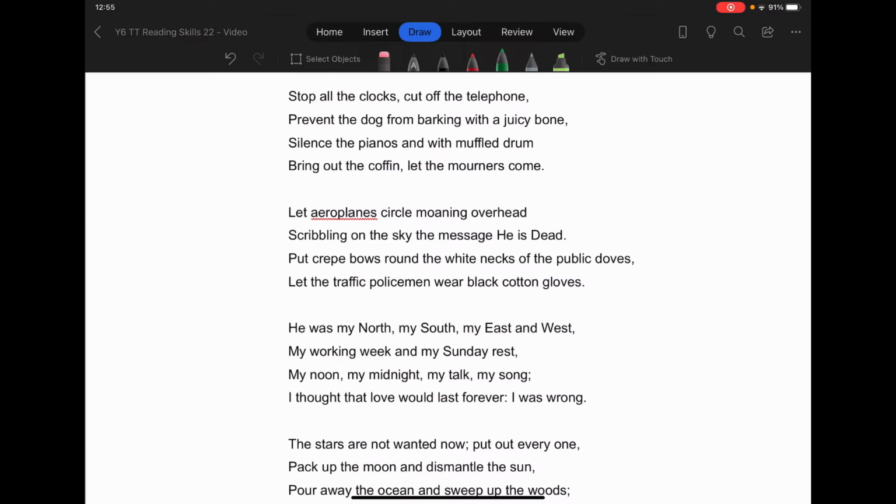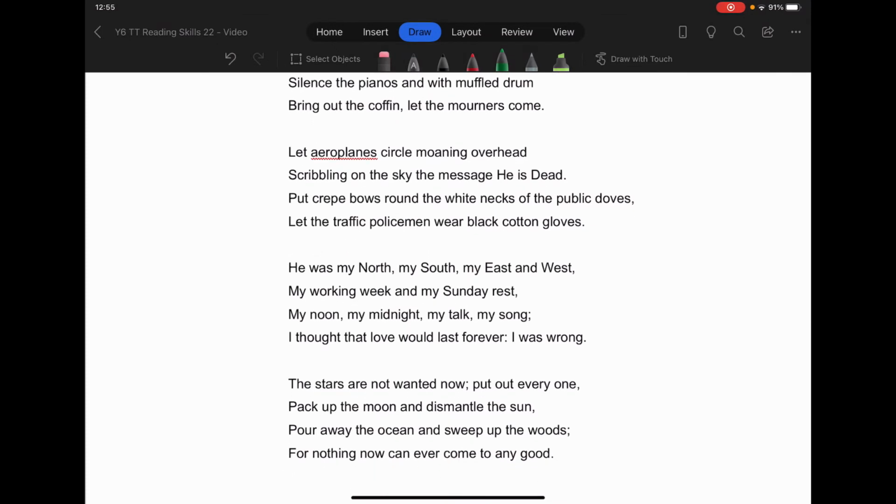So, we have this image of airplanes, it says let airplanes circle moaning overhead. They're not really functioning as they should. Airplanes have their set destination, or they're flying around here. They're not really doing that. Scribbling on the sky the message he is dead.